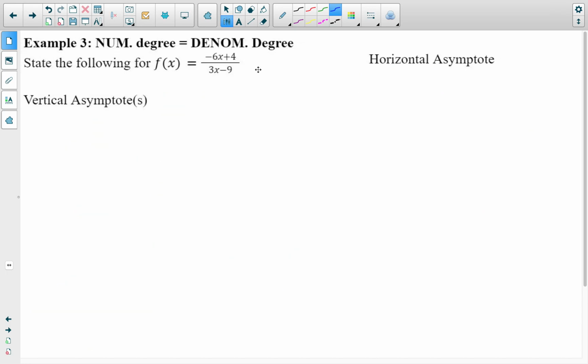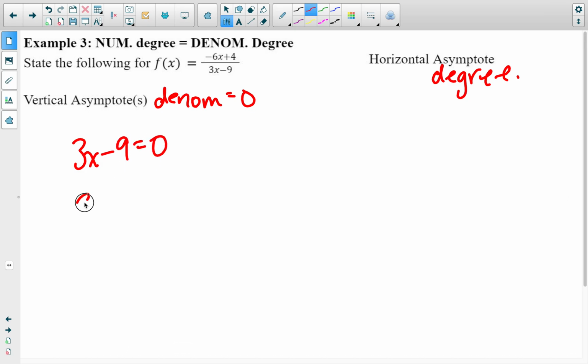Final case, if the degrees are equal, again with that vertical asymptote, we're just going to set our denominator equal to 0. Horizontal asymptote, we will look at the degree. Okay, 3x minus 9 equals 0. 3x equals 9, meaning x equals 3.